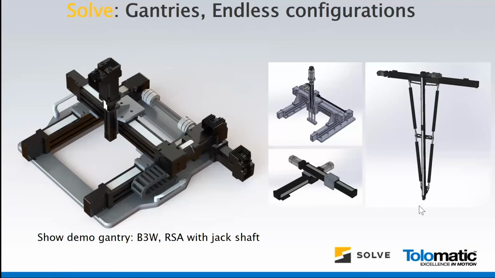So this one on the right here is two B3Ws, actually B3S series actuators, and we created a supporting frame because you can see how long and overhanging the vertical B3W is here. It needed some extra support to handle the type of load, cycle and speed that it was running at.